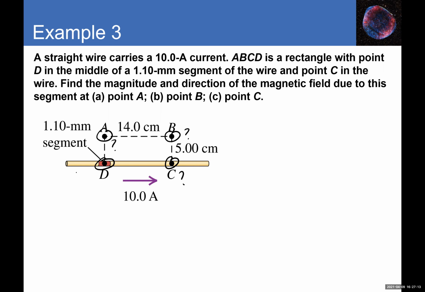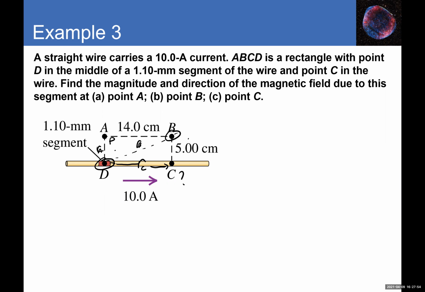We have a 10 amp current, and we are also given the length and the width of that rectangle. That means we're given the distance between A and B, and between B and C, which allows us to find, if this is my point of interest P, this R, the distance from my element to that point of interest. So this is RA, this is RB, and this will be RC, the distances from my element to the 3 different points of interest.